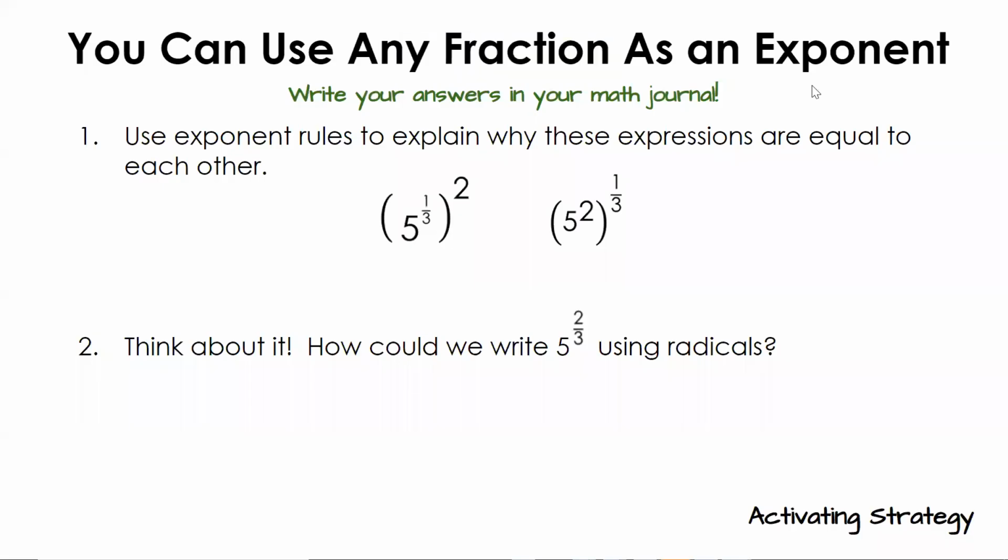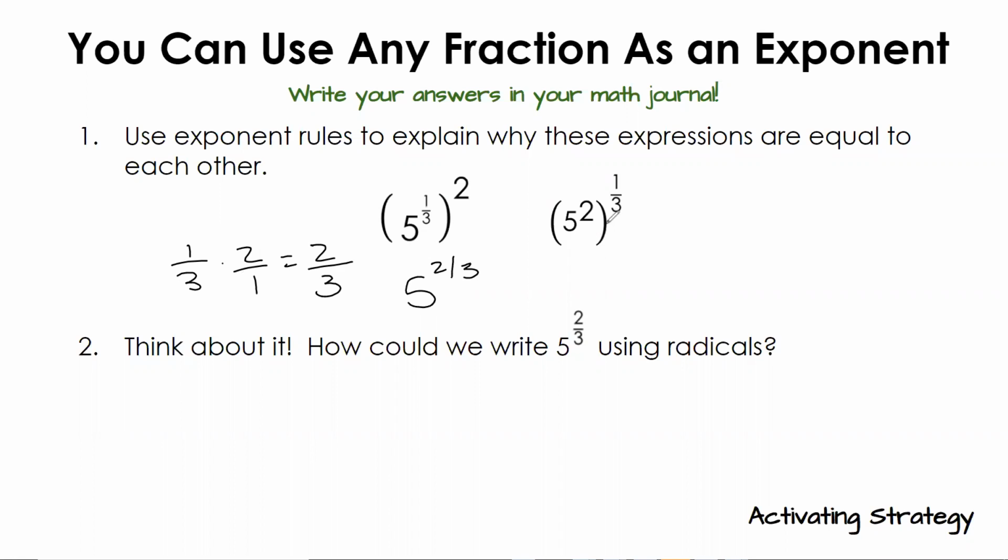So using exponent rules to explain why these expressions are equal to each other. So we've got a power to a power. So what are we going to do? Multiply. So we're going to multiply 1/3 times 2. Remember, when we multiply fractions, we're going to get 1 times 2, which is 2. 3 times 1, which is 3. So this is going to be 5 to the 2/3.